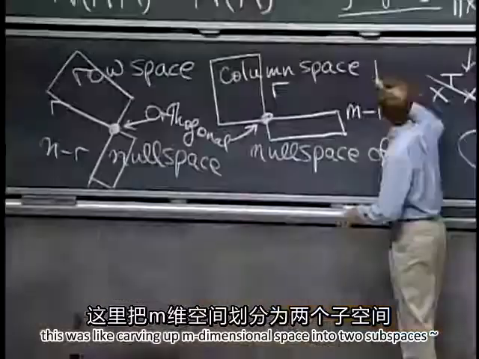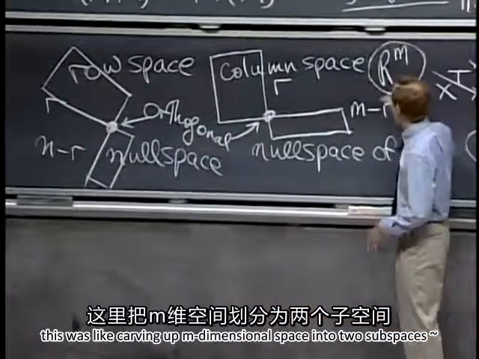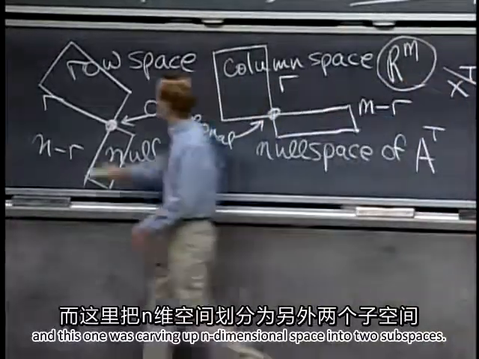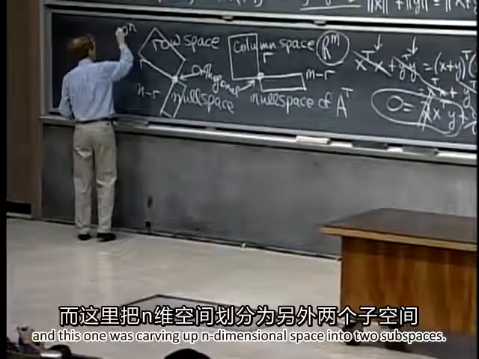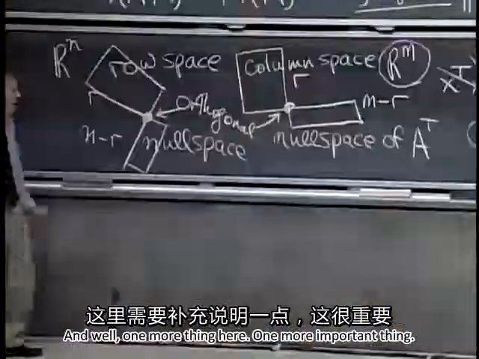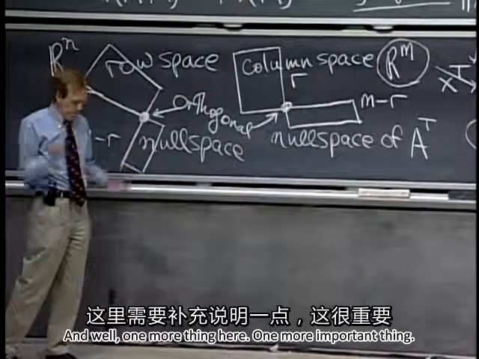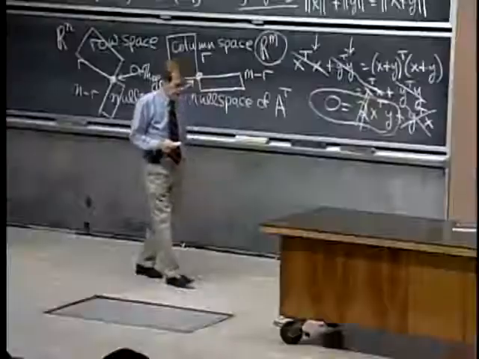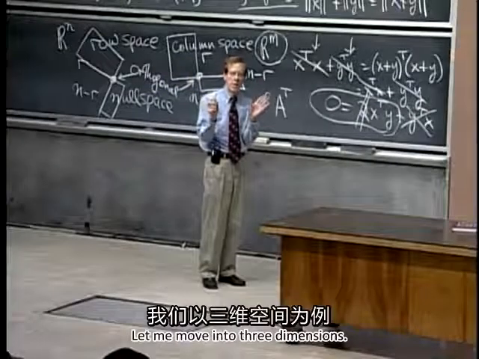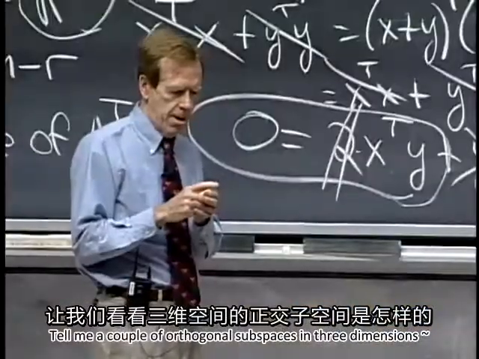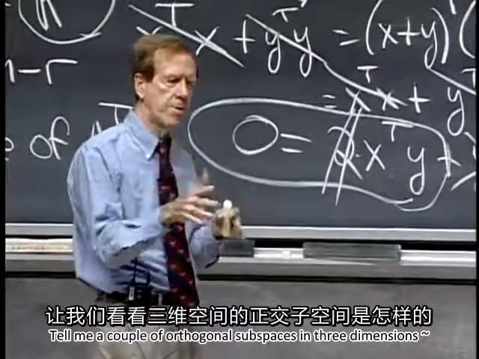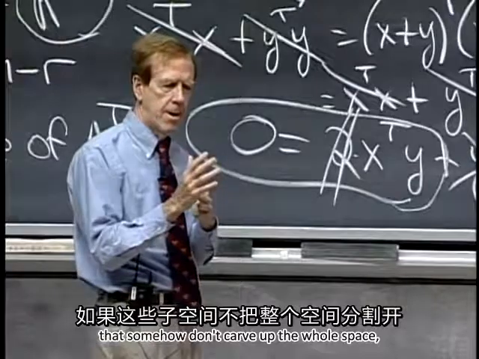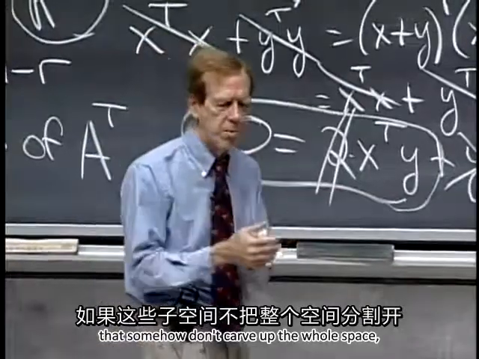So we really have carved up, this was like carving up m-dimensional space into two subspaces. And this one was carving up n-dimensional space into two subspaces. And, well, one more thing here. One more important thing. Let me move into 3 dimensions. Tell me a couple of orthogonal subspaces in 3 dimensions that somehow don't carve up the whole space. There's stuff left there.